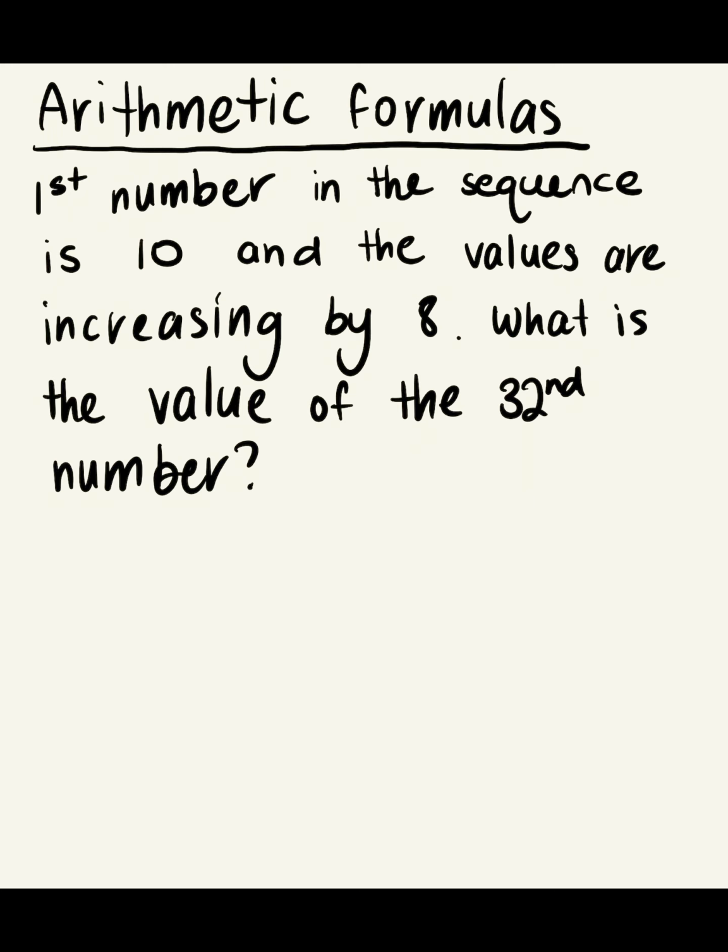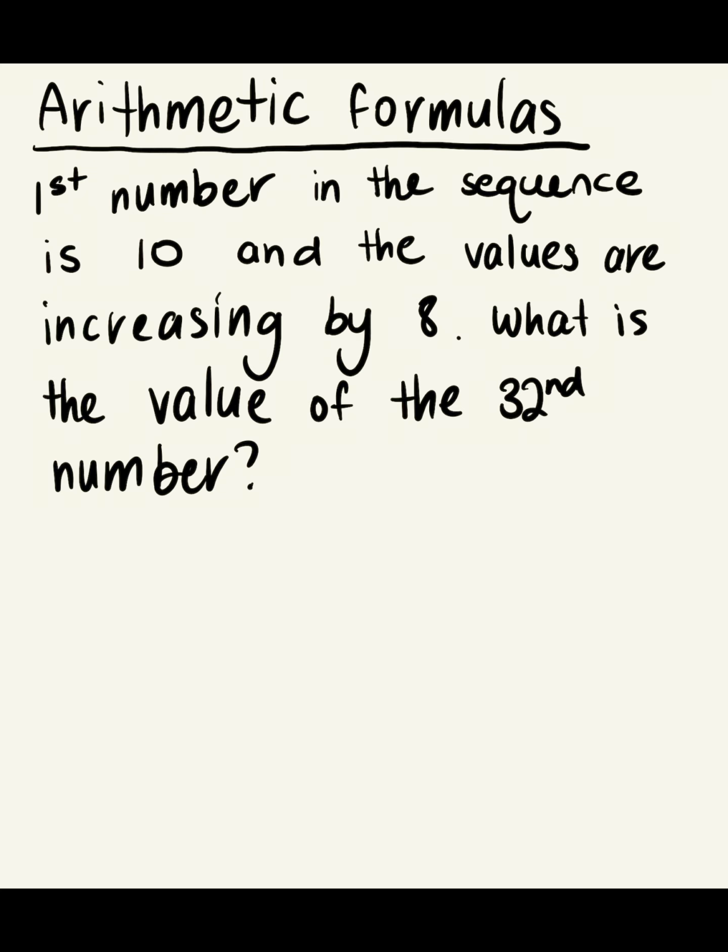And I've got an example here of a question that you might want to use the arithmetic formula for. So I've got here a question that says the first number in the sequence is 10 and the values are increasing by 8. What is the value of the 32nd number? Now, when we're looking at this, well, there's a sequence, so the first number is 10 and it's increasing by 8 every time. So 10, then 18, then 26, 34, so on and so forth.